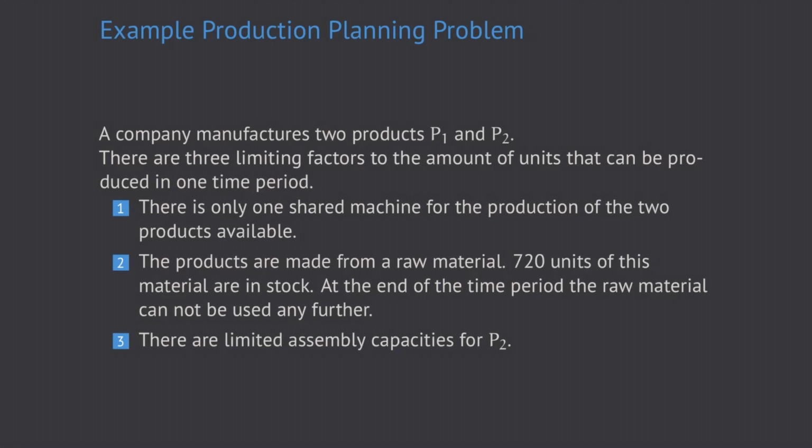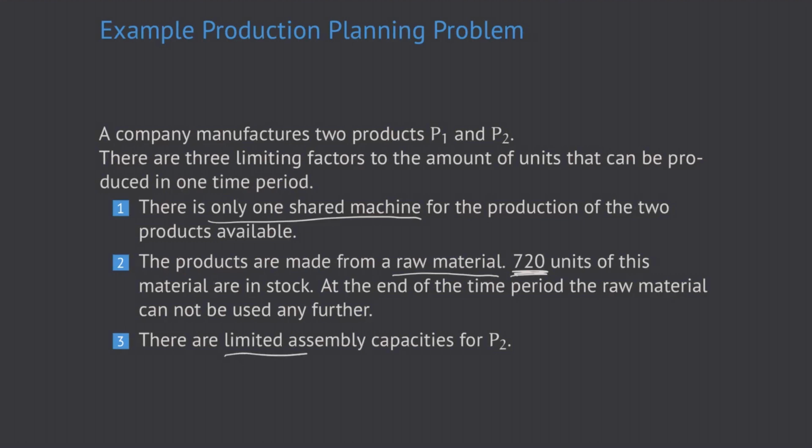The first one is there's only one shared machine for the production of those products available with limited resources. Then the products are made from a raw material, and there's only a certain amount of that raw material. We're going to assume that only this amount of raw material can be used and that we can't just get new raw material here. So whenever the 720 units are used up, we can't go on producing.